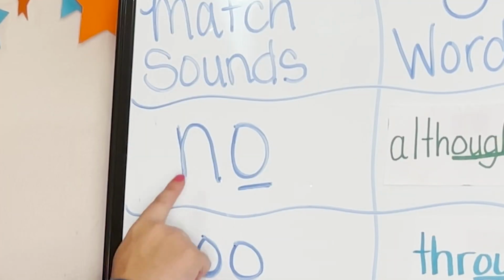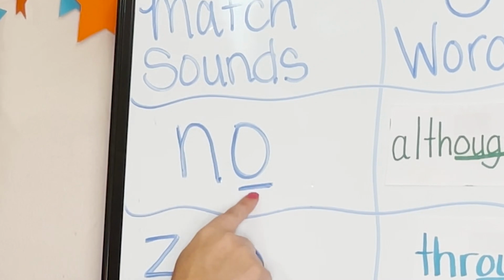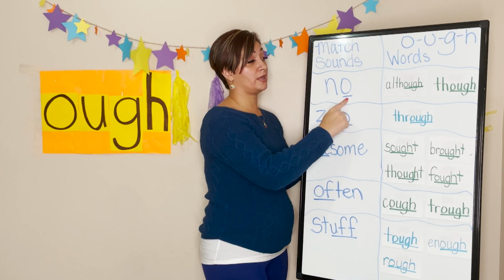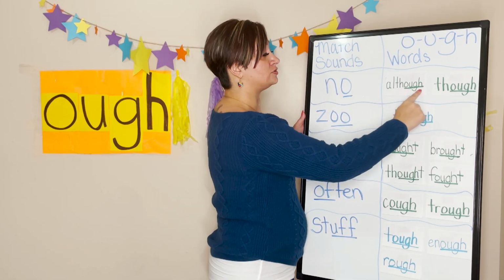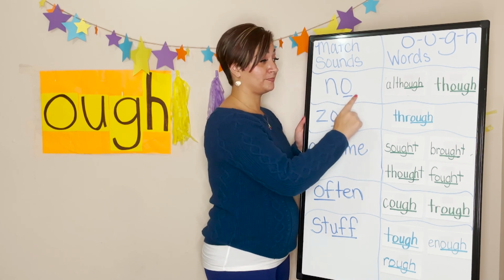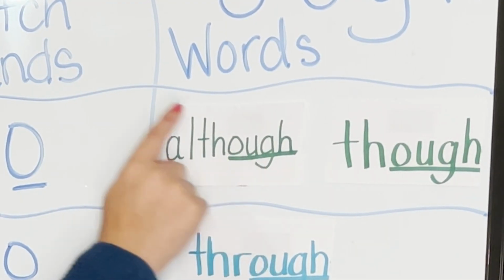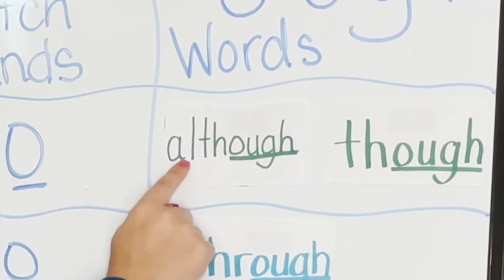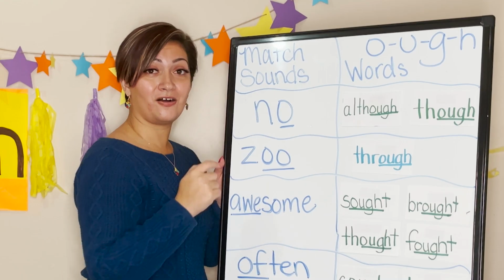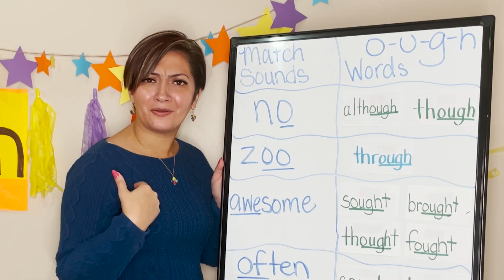All right, so the word is no. The sound we're trying to match is O. Okay? So whenever we see O-U-G-H, we're going to say O. You ready? O. Although. Although it's hot outside, I wore a sweater.